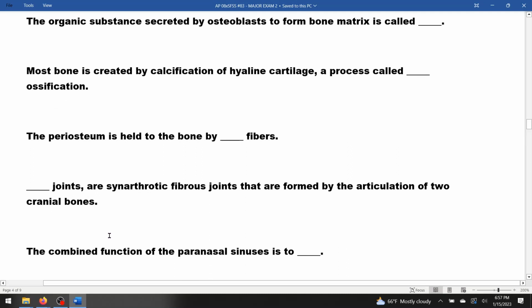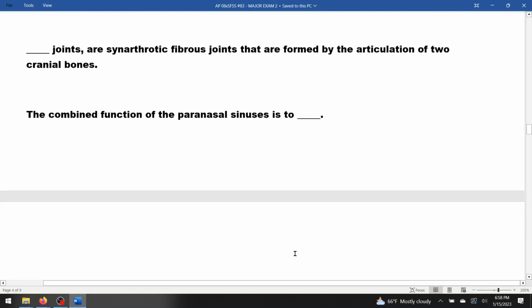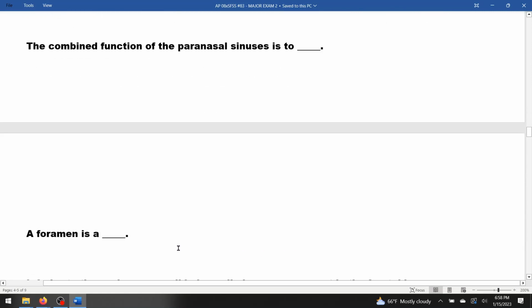The combined function of the paranasal sinuses is to, and this is arguable, I know, but lighten the skull would probably be the best answer. You could talk about adding resonance to voice and things like that as well. A foramen is a hole.